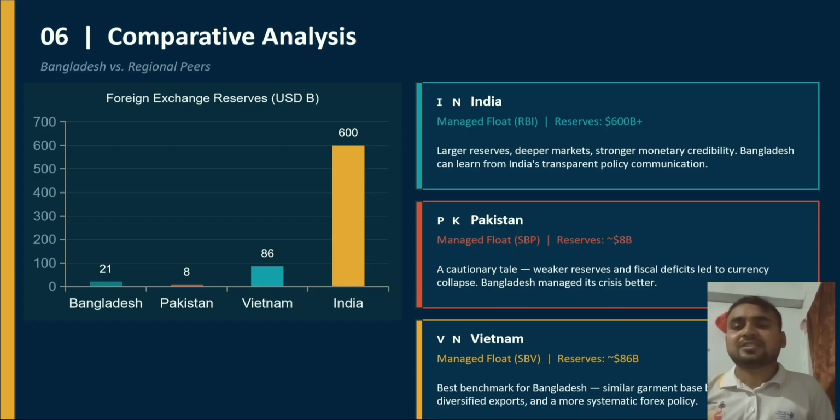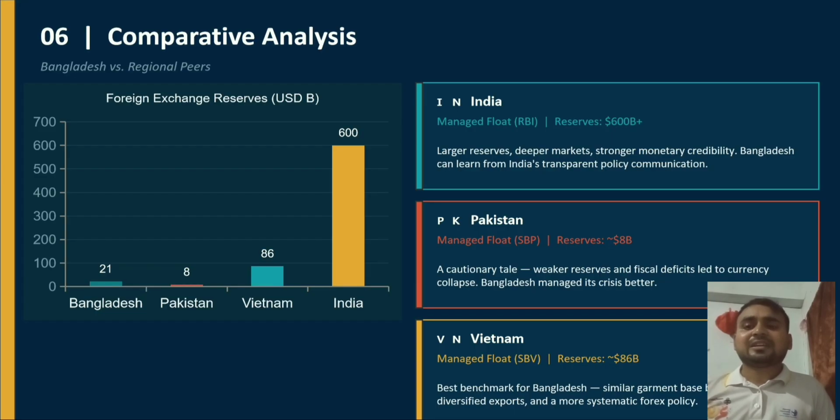Now the country comparisons. India operates a managed float through the Reserve Bank of India, similar to Bangladesh, but with much deeper markets, stronger institutions, and far greater reserves capacity. The lesson for Bangladesh is to build credibility and transparency in monetary policy communication, especially.